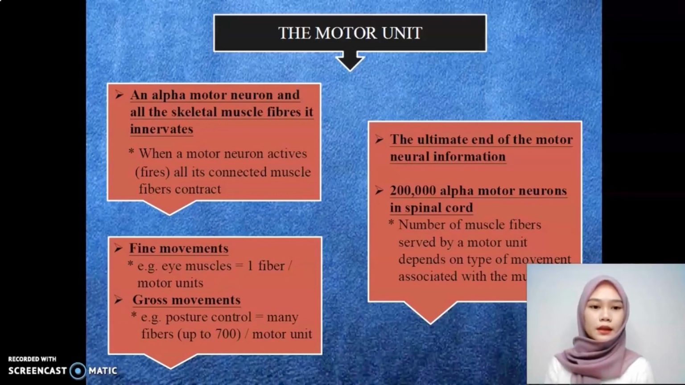The ultimate end of the motor neural information is 200,000 alpha motor neurons in the spinal cord. The number of muscle fibers served by a motor unit depends on the type of movement associated with the muscle.